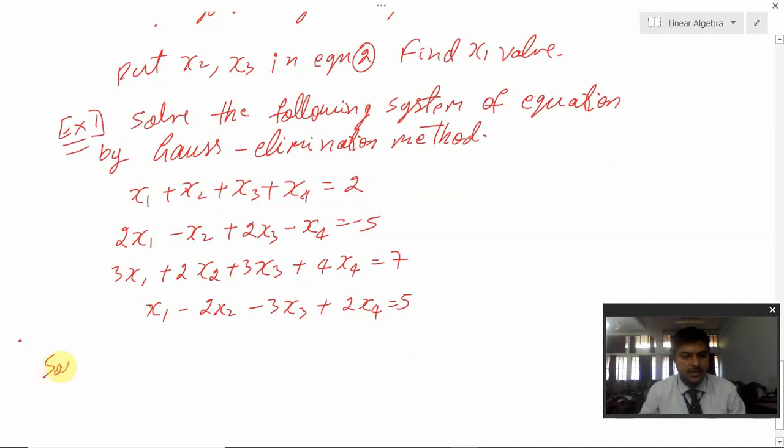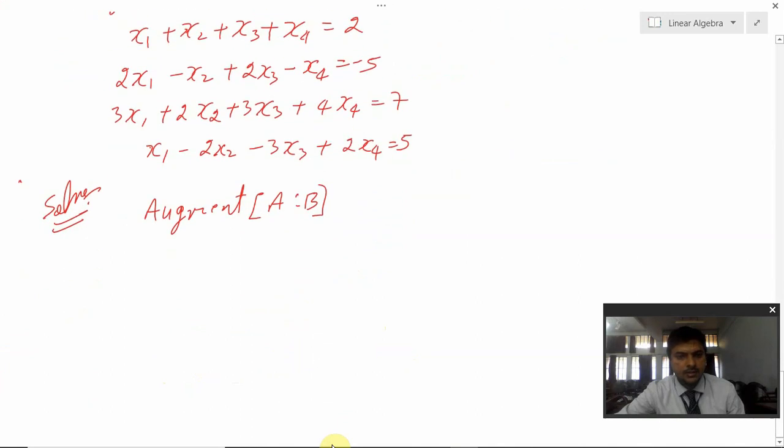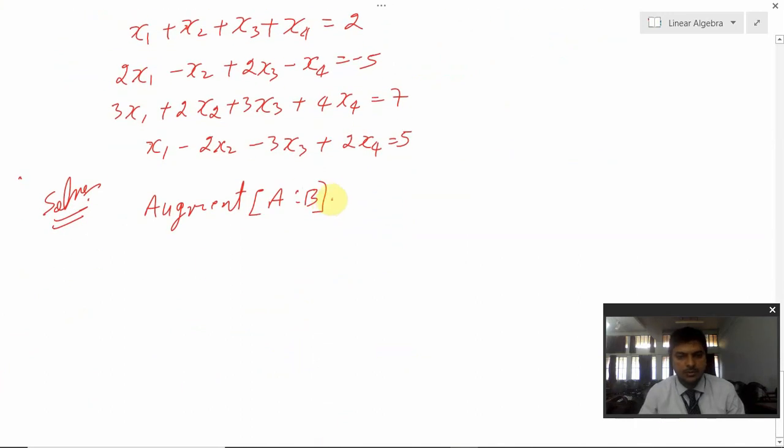Yes friends, this is very easy. So I will tell you, first you write the augmented matrix. This is the first step. You have to write A augmented with B. So first you write down this value. How will you write this one? Yes, they are the coefficients of x1, x2, x3 and x4. And then the B value. So you can see 1 1 1 1 augmented with 2. So this is A augmented with B. First you can easily find the A values, then you can find the B value.